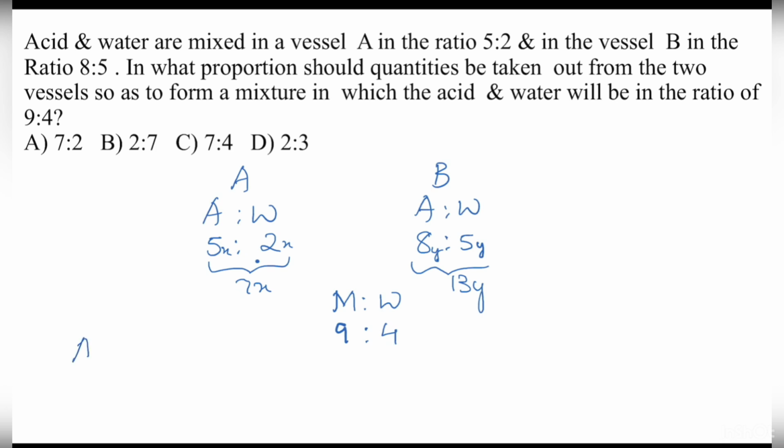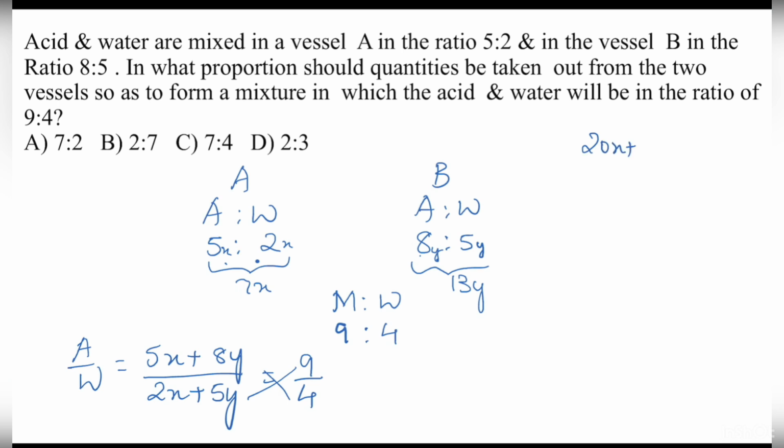So, acid and water in the new mixture, we can say 5x plus 8y acid from both the containers, and water from both the containers, that is 2x plus 5y. When it is added, what will be the ratio? 9/4.